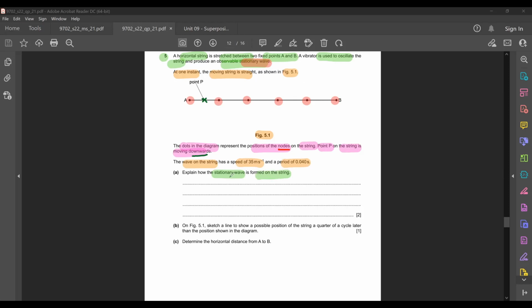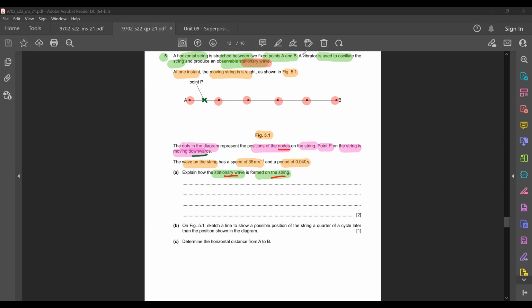Okay, they're asking you for the formation of stationary wave specifically on the string. Now, this isn't asking you for the formation of stationary wave in general. It is asking you for the formation of stationary wave specific to the string, as stated in the question here.